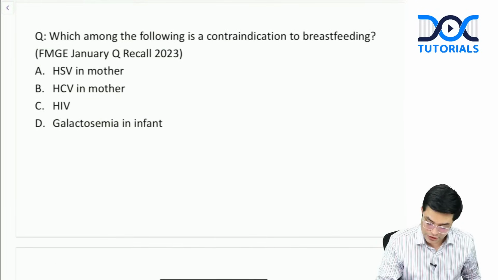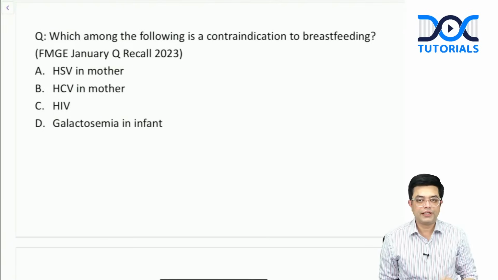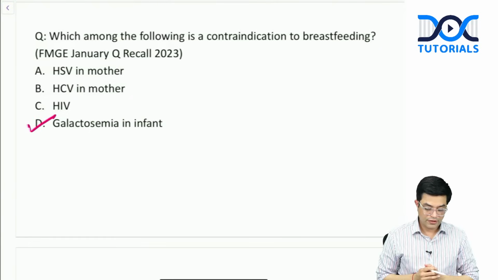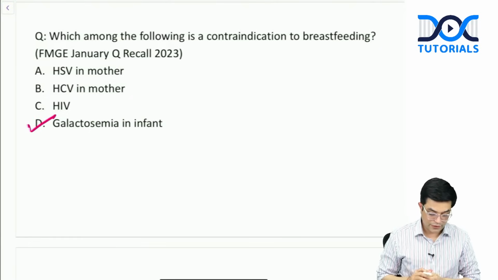FMG January recall question. Which is a contraindication to breastfeeding? We have already done. We have just finished. The answer is galactosemia in infant. Right? Galactosemia in infant.